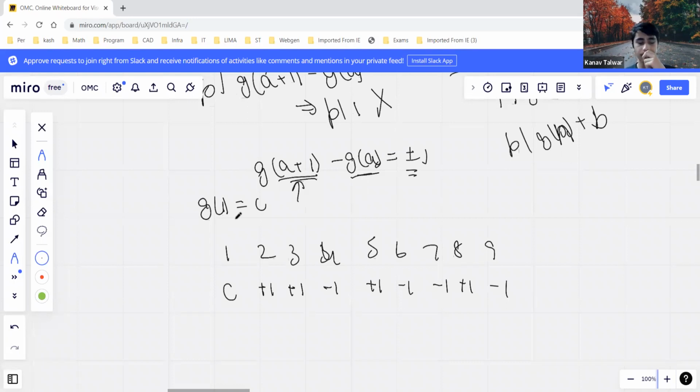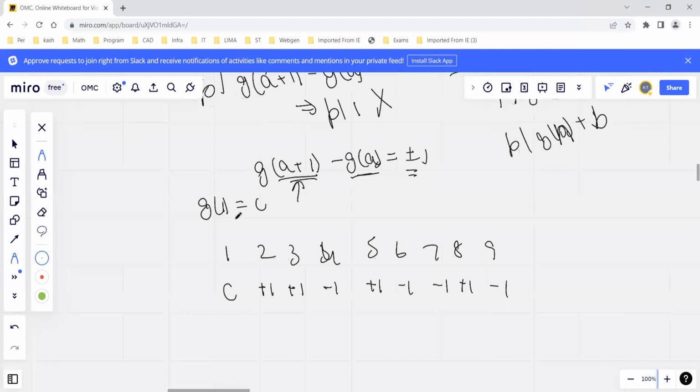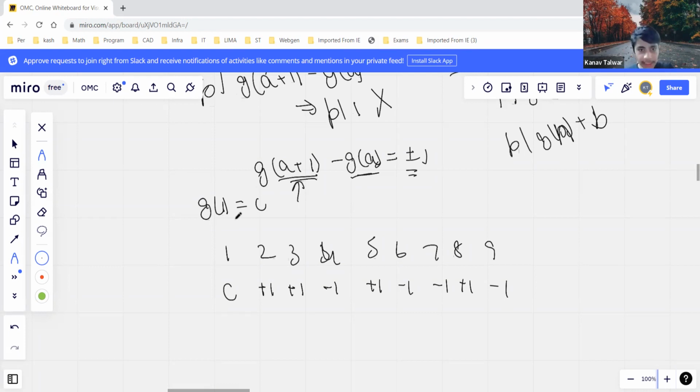Clear? Or are there any questions? Yes. So can there be both 1s and minus 1s?